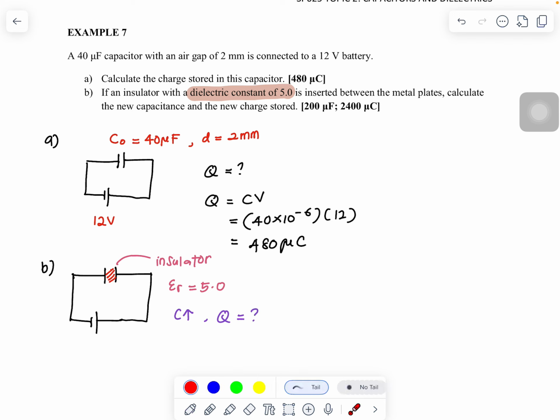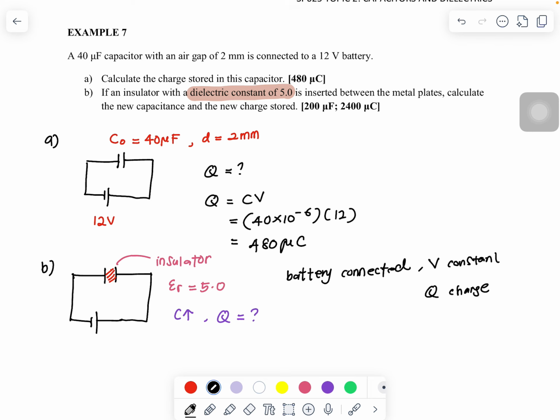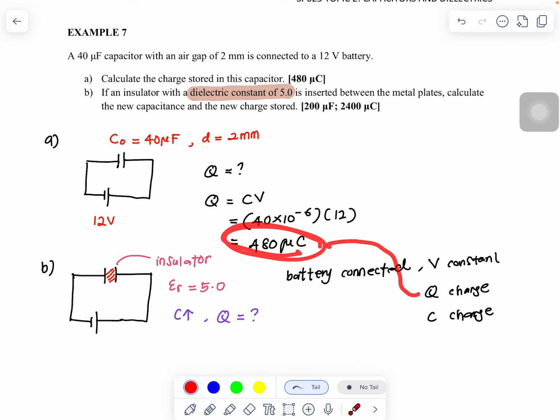So this one dia berlaku apabila battery tersebut connected. Okay, when the battery is connected, we know that the value that will be constant is the voltage. So charge akan berubah. Okay, charge will change. Okay, capacitance also will change. Okay, so maksudnya Q yang di atas ni adalah initial, so kita kena kira yang baru lah.